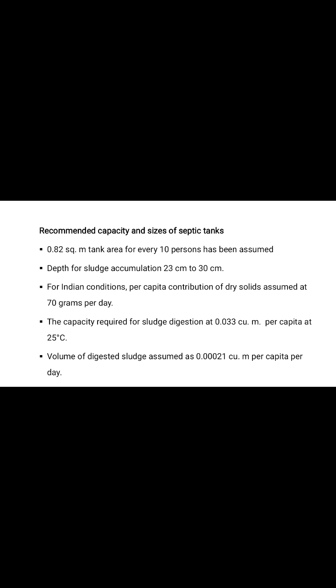Now, the recommended capacity and sizes of septic tanks. A tank area of 0.82 square meter for every 10 persons has been assumed. Depth of sludge accumulation is generally 23 cm to 30 cm. For Indian conditions, the per capita contribution of dry solids is assumed at 70 grams per day. The capacity required for sludge digestion is 0.033 cubic meter per capita at 25 degrees Celsius, and the volume of digested sludge is assumed as 0.00021 cubic meter per capita per day.